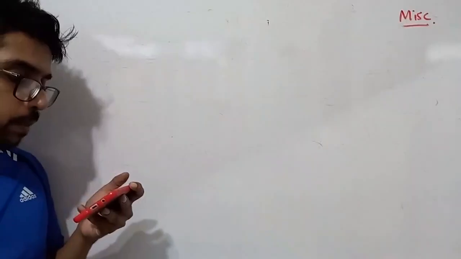Right. Question number 4 of miscellaneous questions. For each of the following expressions, determine the term that should be added so that it can be written as a square of a binomial expression.